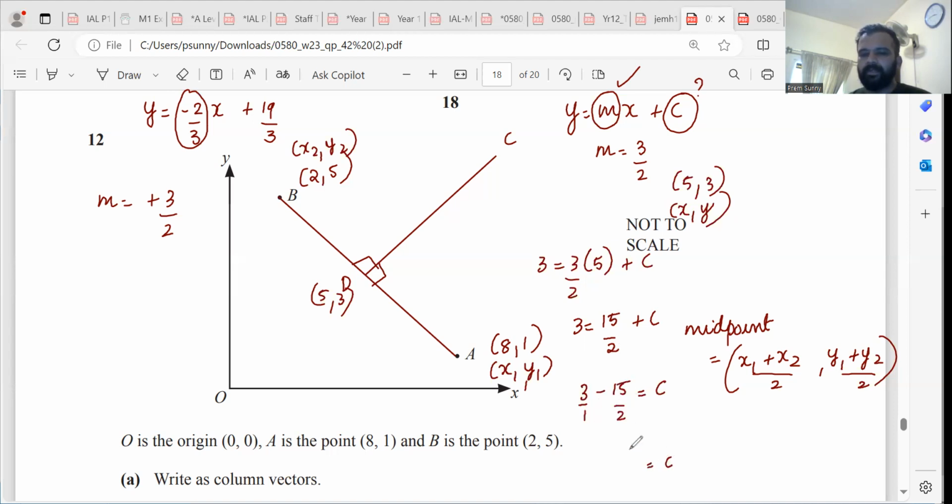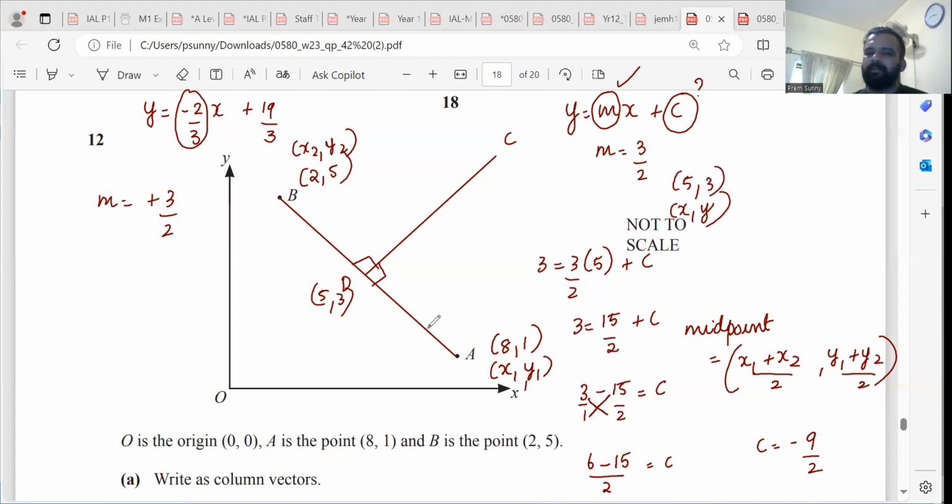Now again, to get the denominator, we multiply both the denominators 2 and 1. 2 into 1 is 2. To get the numerator, we go for cross multiplication. 3 times 2 is 6. Sign is negative. 15 times 1 is 15. So C will be 6 minus 15, that is minus 9 over 2.